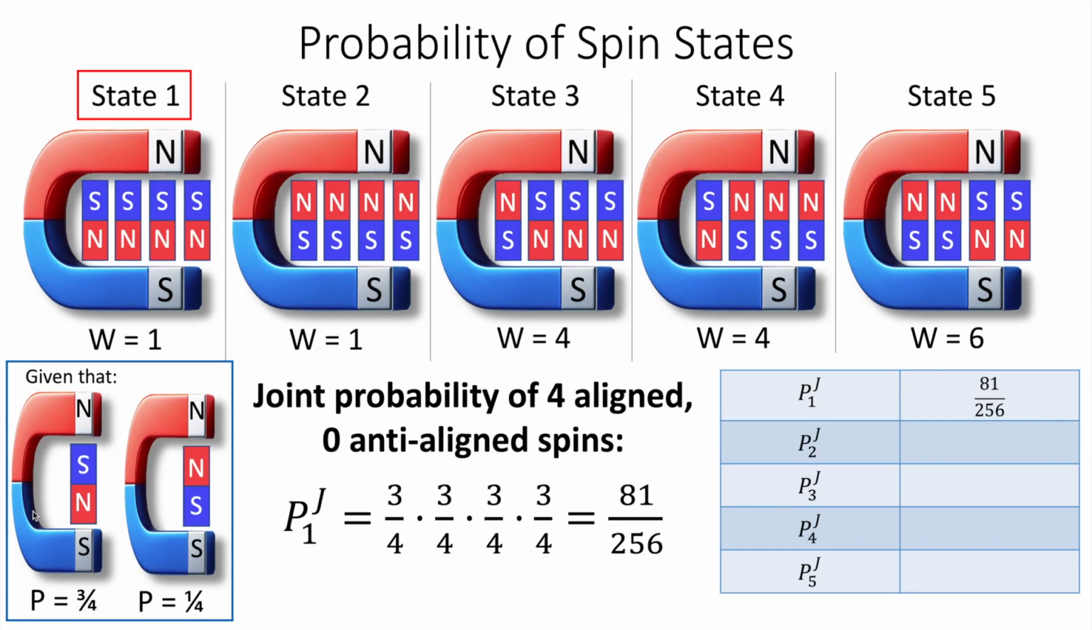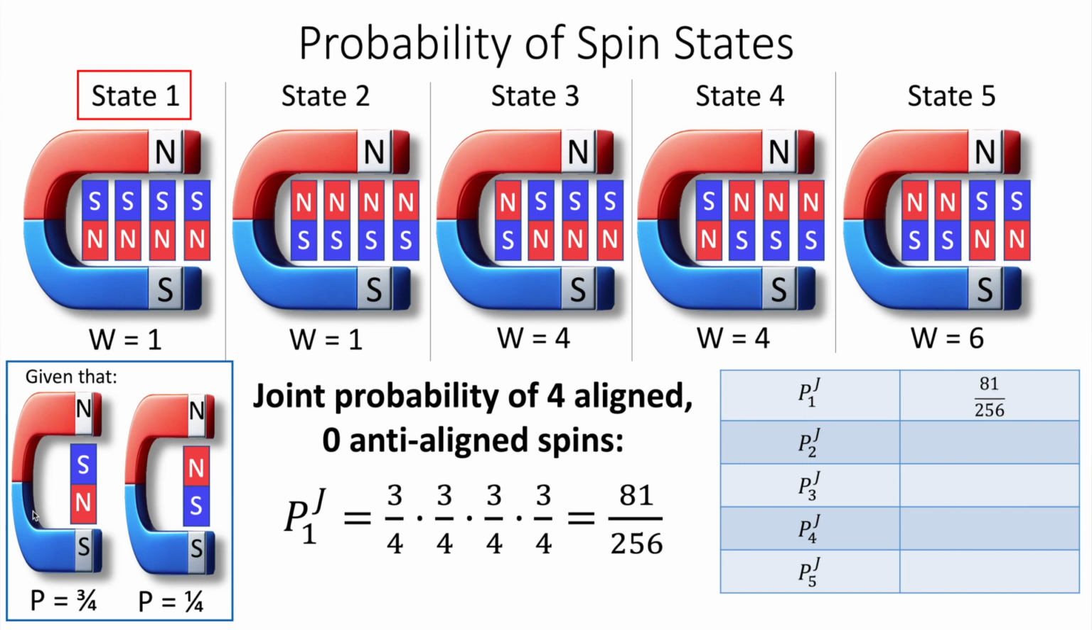One thing to bear in mind about joint probabilities is that the assumption is that they're not affecting each other, right? And that is the case with our spin system here, right? These are independent spins. They're all doing their own thing. So 3/4 times 3/4 times 3/4 times 3/4 gives us 81 over 256. So that's the joint probability of all of these 75% aligned spins being aligned.